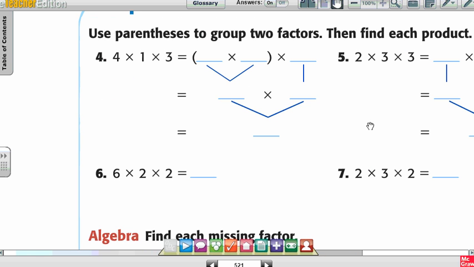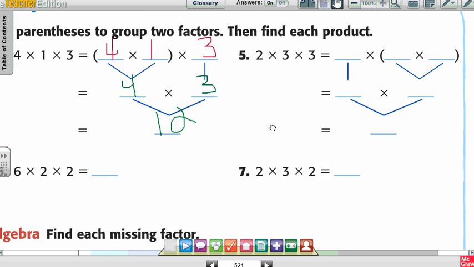Number 4. Let's do another practice. So obviously I have 4 times 1 times 3. Just put the numbers in the blanks in the same order. 4 times 1 times 3. However, the parentheses tell me to multiply the first 2 numbers first. 4 and 1. So 4 times 1 is 4. And bring the 3 down. And then 4 times 3 is going to be 12. So now go ahead and do number 5 for me, please.